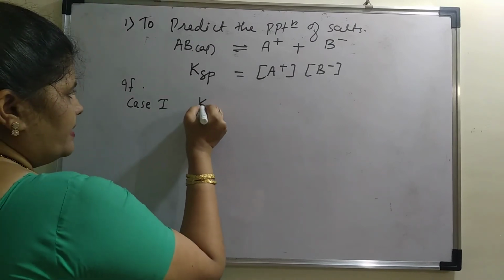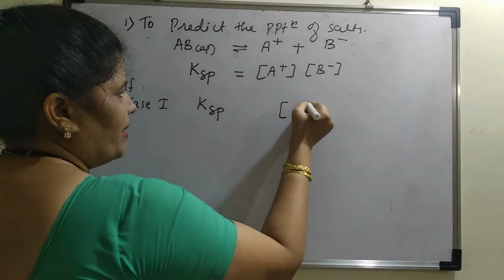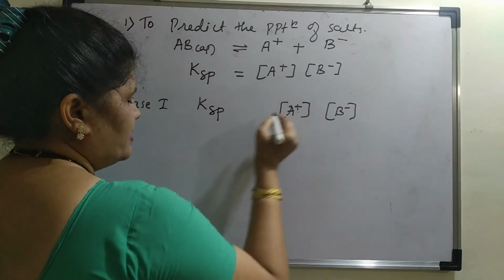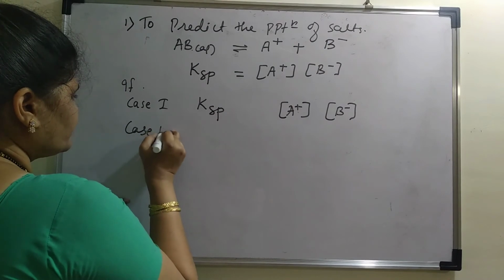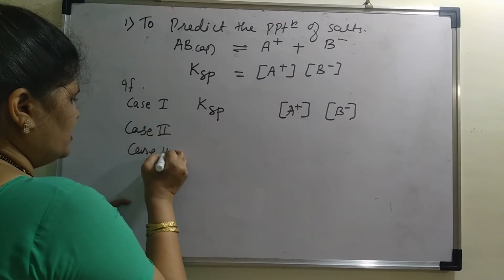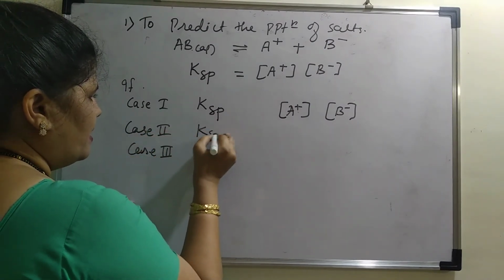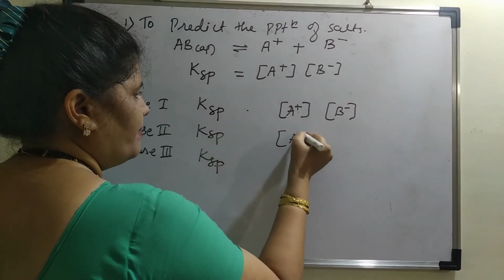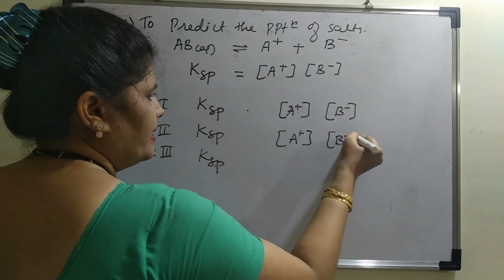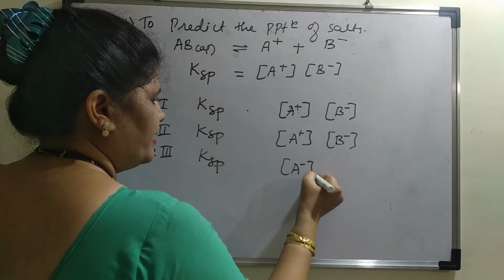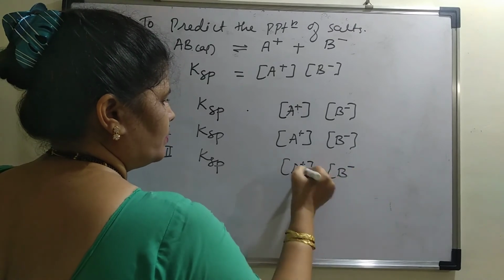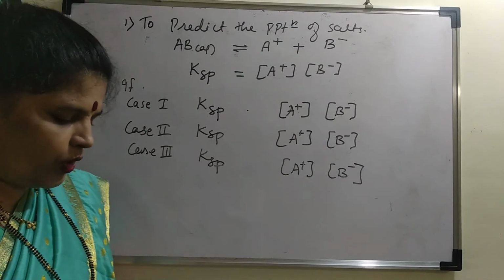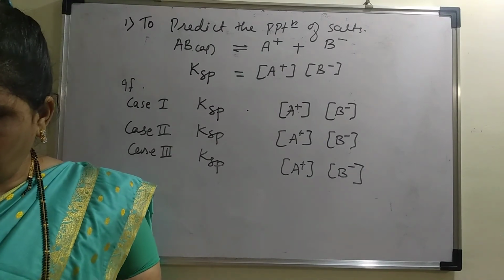When I take this Ksp and the active masses relation, we have to see A plus and B minus. Case 2, I will write all three cases first, and then we will explain this. Now, if I have written the three cases, what can be the three possible things I can have?